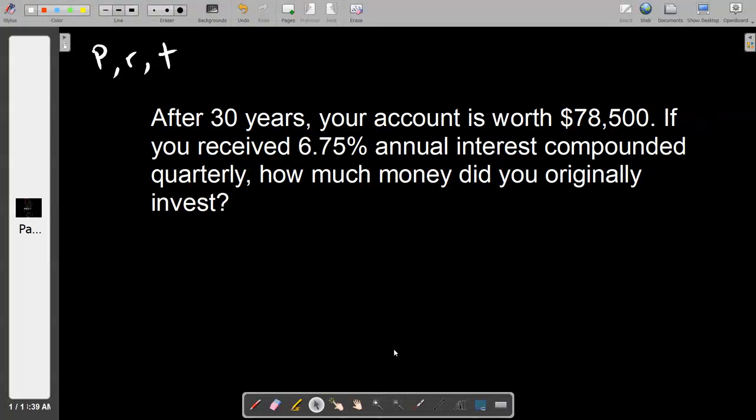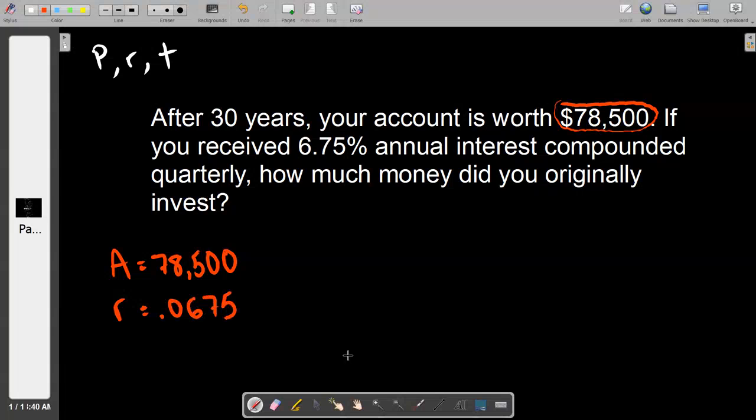So let's go through, as I said before, and make a cast of characters. What is $78,500? That is A. Well done. So A is going to be 78,500. Let's keep going. What is 6.75 going to turn into? R, which is? Nice job, Sam. Move that decimal 2 places to the left: 0.0675. And what else do we know? T is, we don't know. Oh yeah, we do know T is 30.